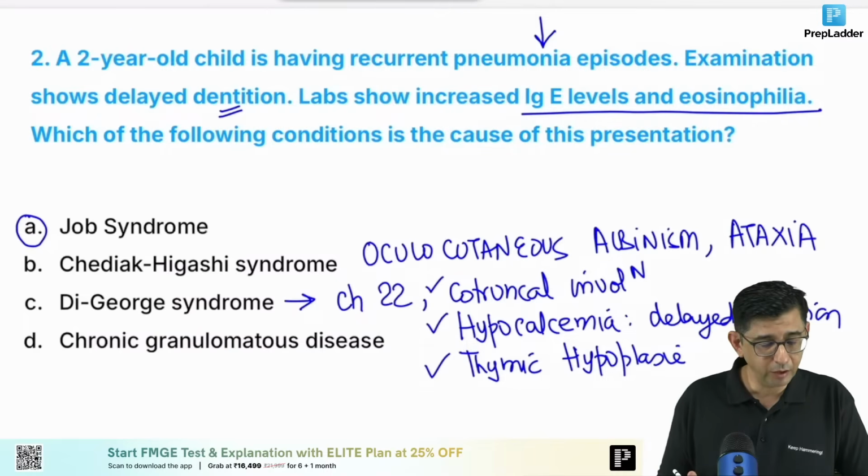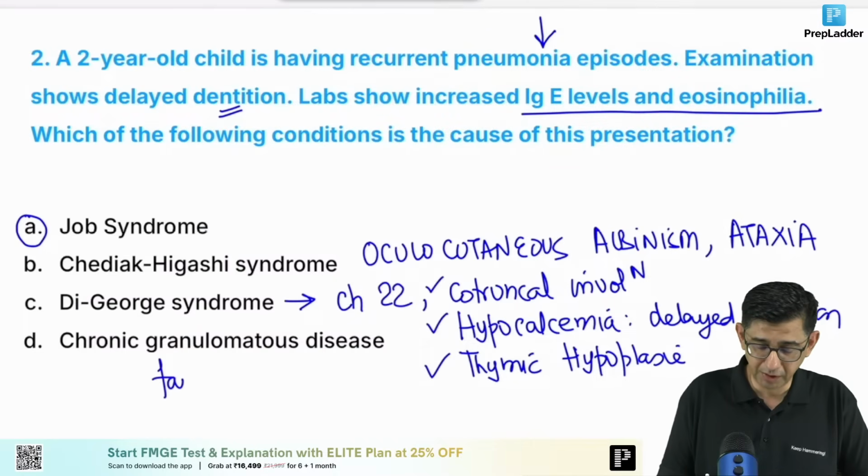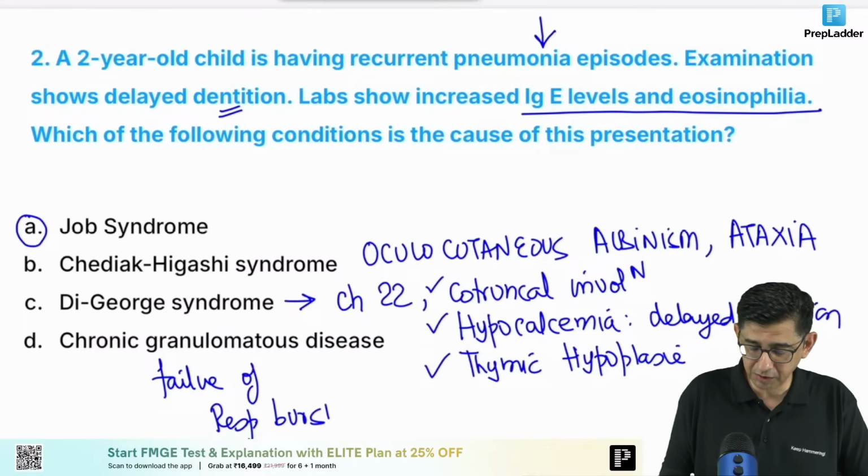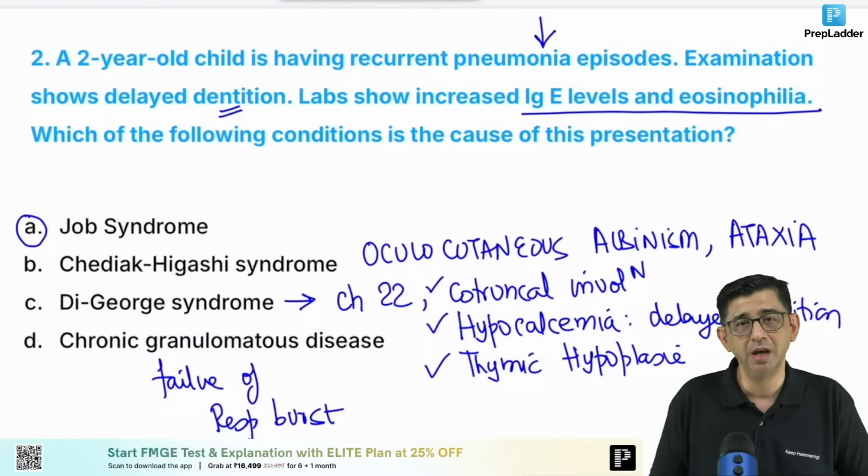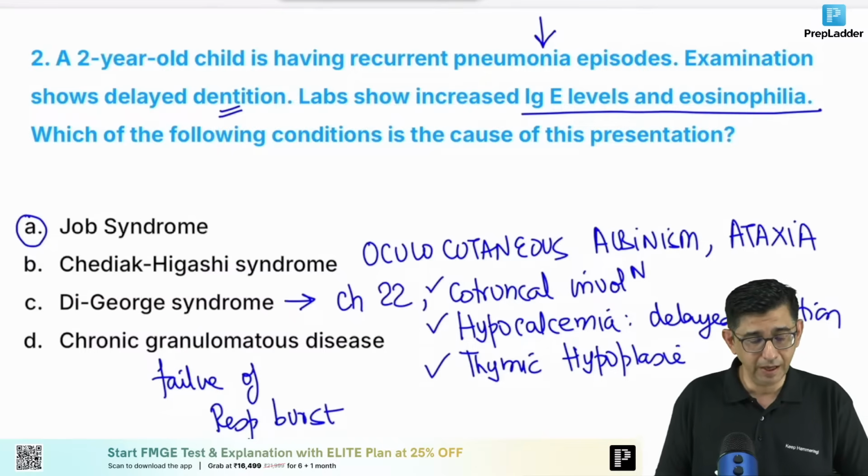And in chronic granulomatous disease, the problem in the patient would be a failure of respiratory burst. I will talk more about chronic granulomatous disease in the later part, where we get infections from catalase-positive organisms. We have tests also available, like the dihydrorhodamine test, which is a flow cytometry based test for diagnosis of this condition.